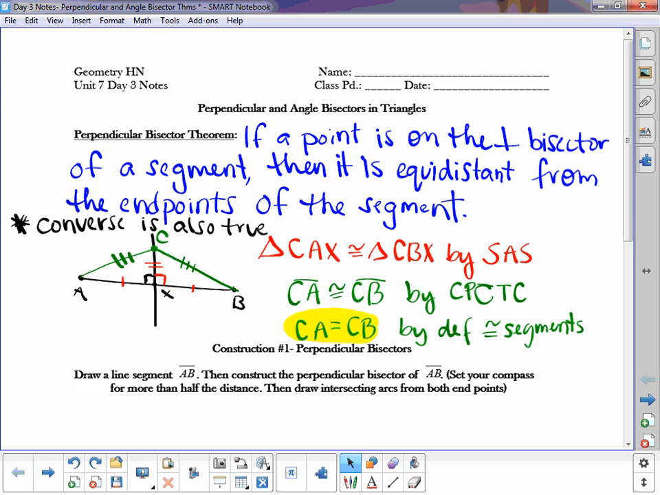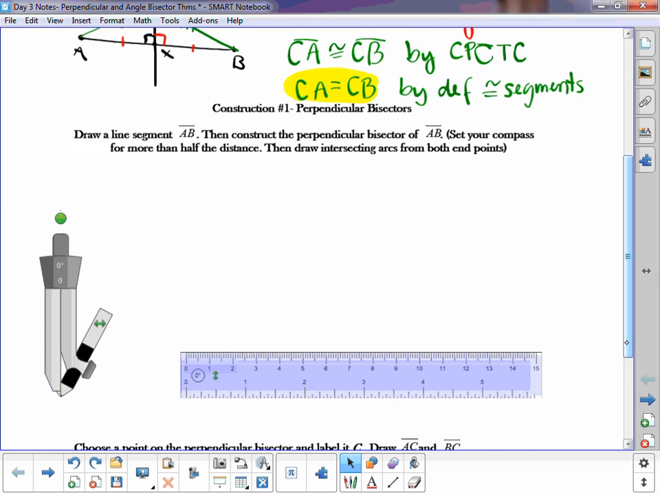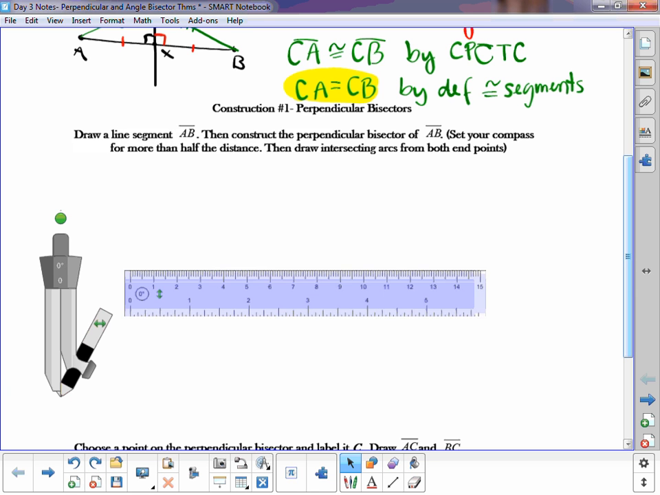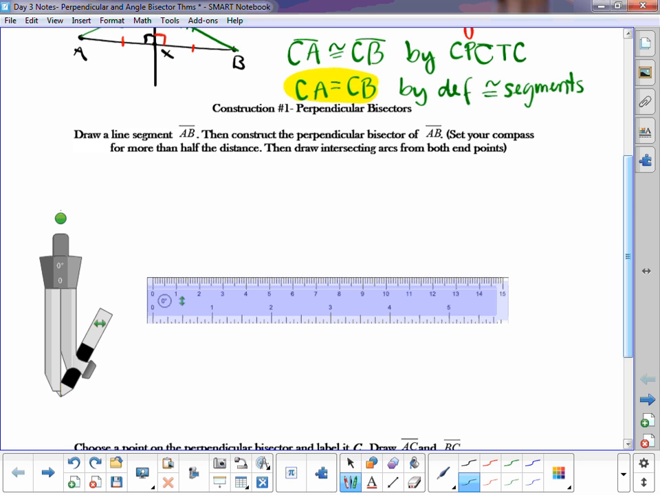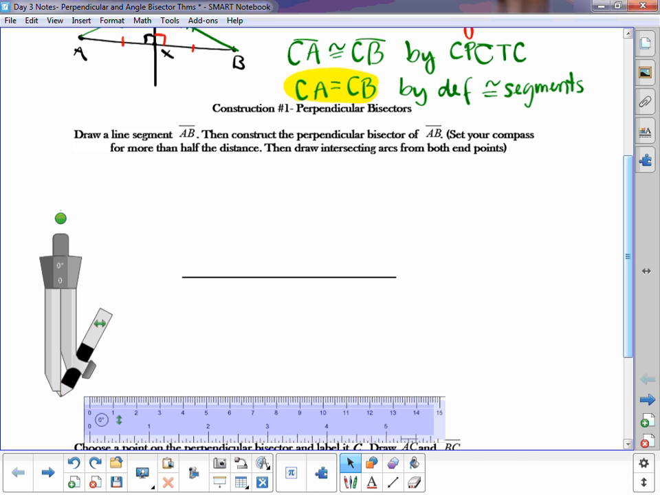Alright, so perpendicular bisectors. Now we did perpendicular bisectors before. And bear with me because it's a lot easier to do it by hand than it is on the smartboard. So you may go faster than me, that's fine. It says to start off by drawing a line segment AB. You get to pick where you want it, how large or how small. Keep in mind we want it to fit on the paper. I'm just going to label this segment AB.